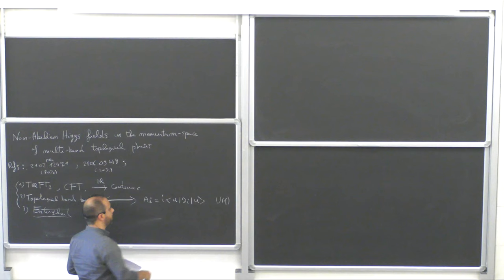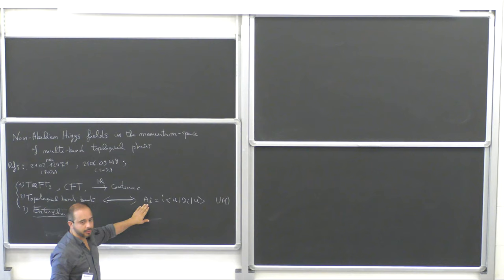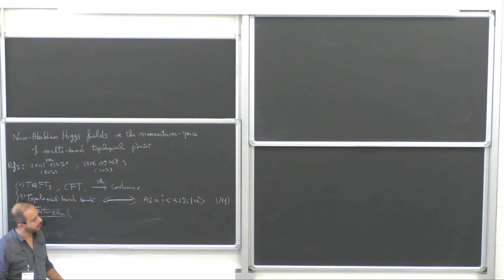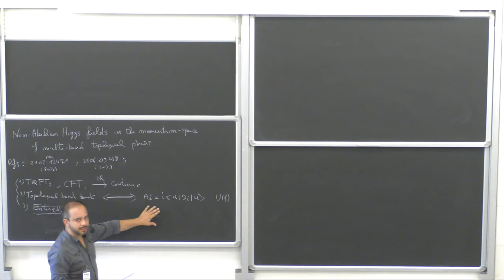We fill only the lower band, we calculate the Berry connection, then the Berry curvature, and we arrive at the Chern number. But let me stress a little bit the story.